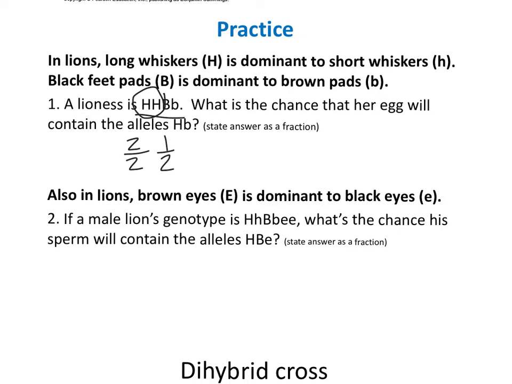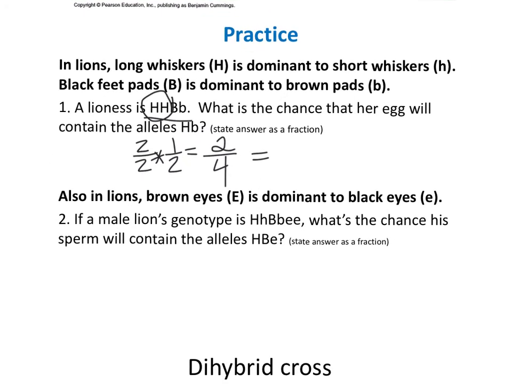When I multiply these fractions, that's what I'm going to do. Statistics tells me the chance of 2 separate events occurring is a multiplication event. When I multiply, I just go straight across the top. 2 times 1 is 2. On the bottom, 2 times 2 is 4. Gives me a fraction of 2 out of 4. I can simplify that to a half.